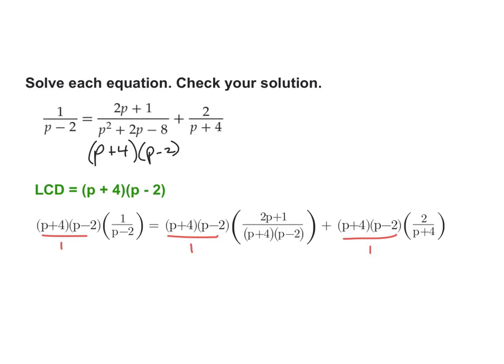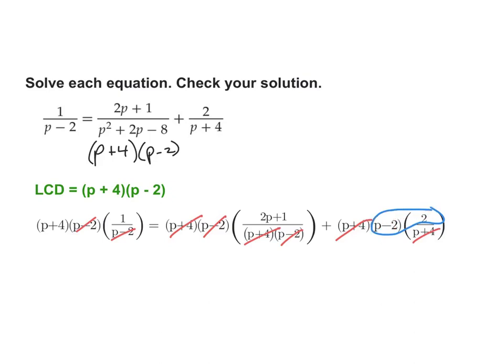Here's what you should have had with your canceling. Here's all my canceling. On the first one, the P minus 2's cancel. So I don't have a denominator anymore. There's technically a 1 here and technically a 1 here. So there's no denominator there. In the second term, they both cancel. So I'm just left with this 2P plus 1. This last one, the P plus 4 cancels. And notice I've circled the P minus 2 and the 2 because I'm going to have to multiply those. I'm going to have to distribute that.